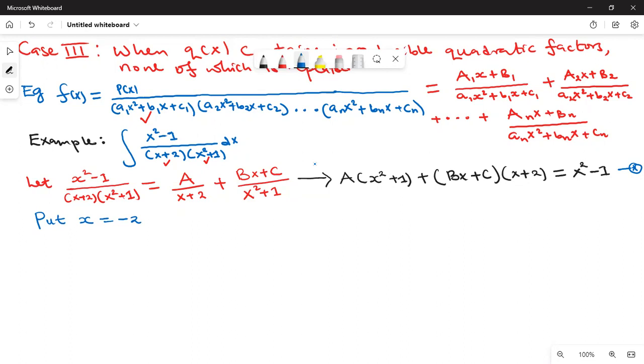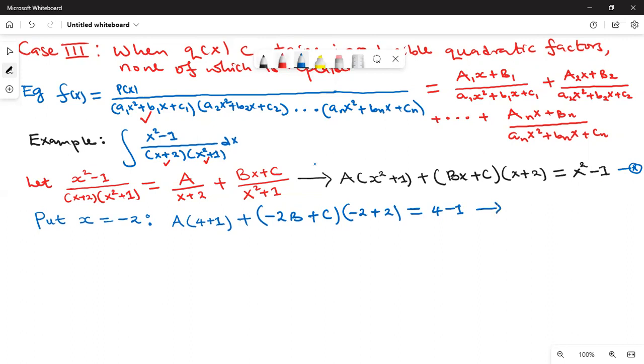That's what I use. So with -2, what are we going to get? We are going to get a times x squared, that would now be -2 squared, which is 4, plus 1. Then plus b times -2, that's -2b, plus c, which I don't know. Then this should be -2 plus 2 is equal to -2 squared, that is 4. We are subtracting 1. So what do we get?